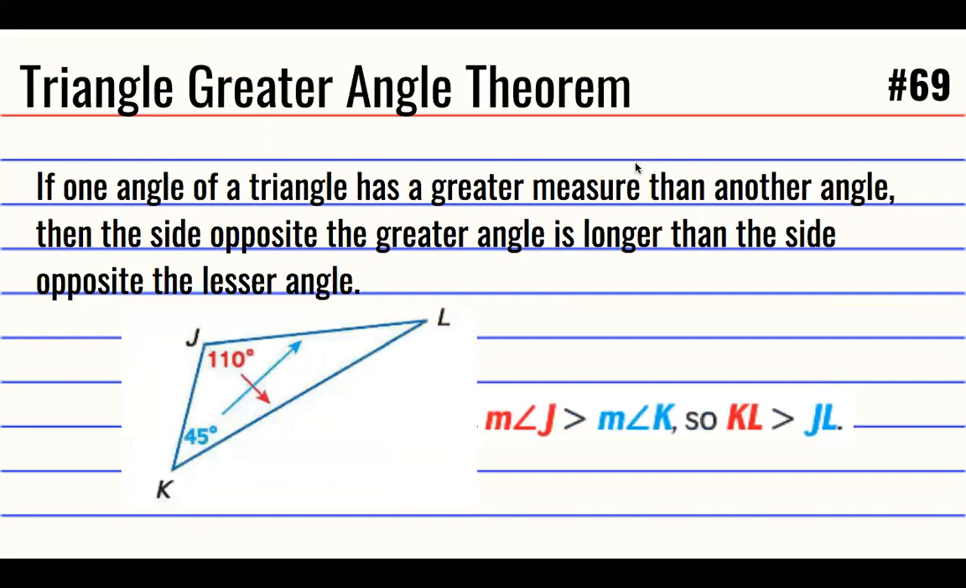And the same thing will apply when I'm looking at angles. Angle J, the measure is 110. Angle K, the measure is 45. So 110 is greater than 45. So the side opposite 110, which is KL, is greater than the side opposite 45, which is JL. So KL is greater than JL.